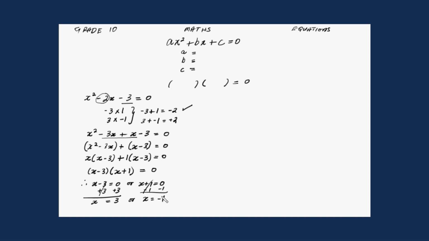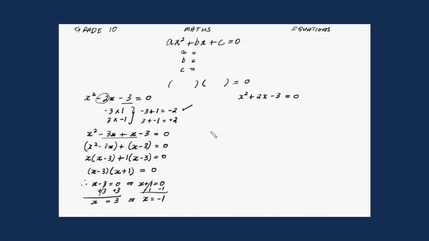Okay, that's it, guys. That's how you do it. Let's look at another example. Let me take the same as this one, I'll just change the signs. Let's say we have x squared plus 2x, let's say minus 3 is equal to 0.